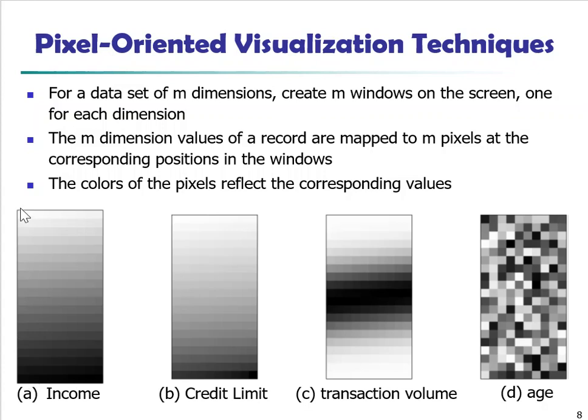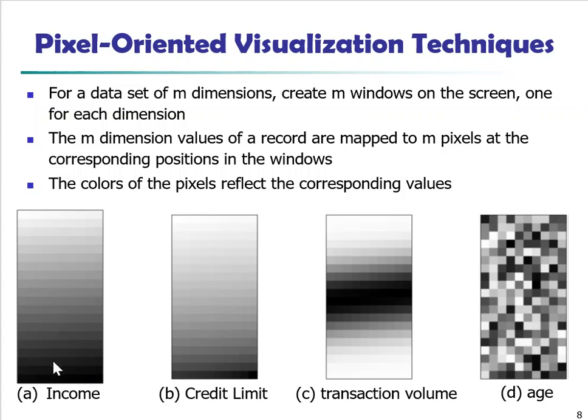So when we represent all the observations on those four windows, we will be able to tell that income and credit limit are highly correlated. People with low income also have low credit limit. People with high income have higher credit limit, although the extent of the increase in credit limit is smaller than the extent of the increase in income.